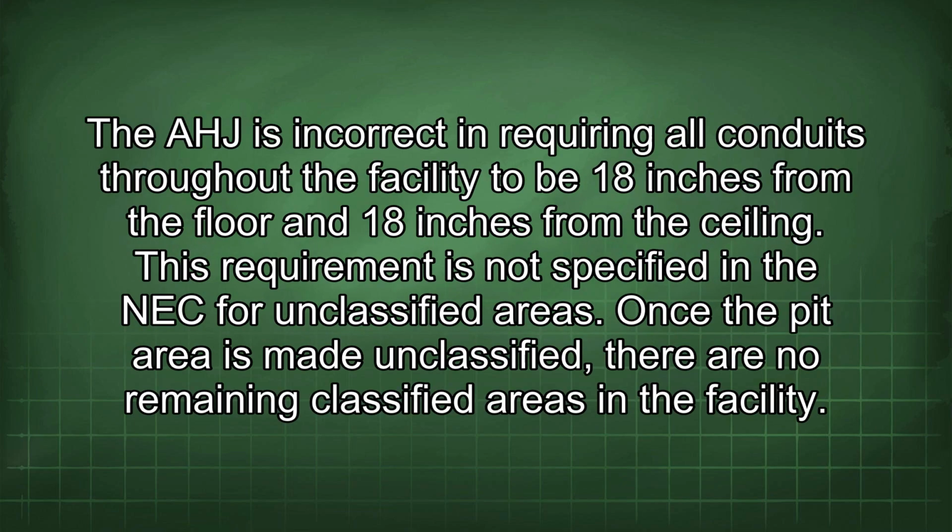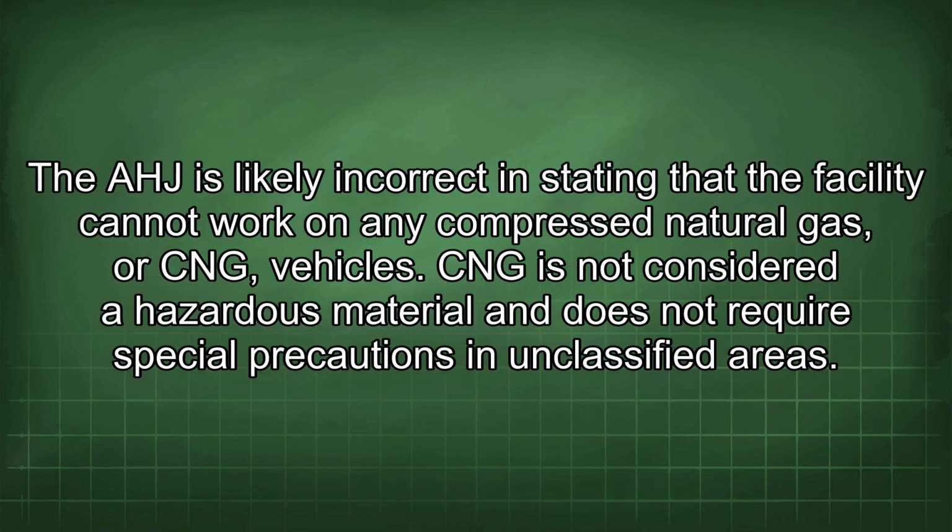The AHJ is incorrect in requiring all conduits throughout the facility to be 18 inches from the floor and 18 inches from the ceiling. This requirement is not specified in the NEC for unclassified areas. Once the pit area is made unclassified, there are no remaining classified areas in the facility. The AHJ is likely incorrect in stating that the facility cannot work on any compressed natural gas or CNG vehicles. CNG is not considered a hazardous material and does not require special precautions in unclassified areas.